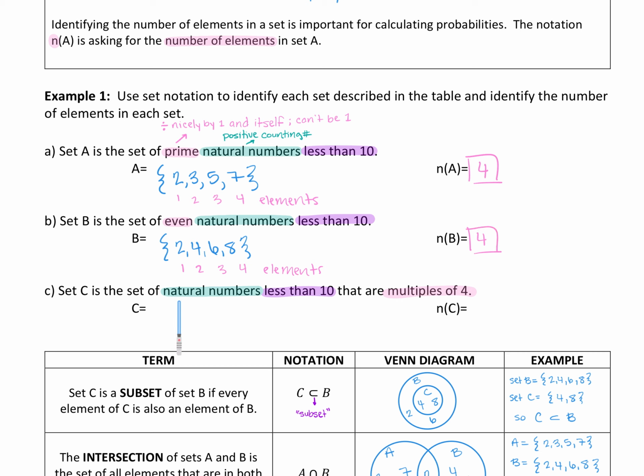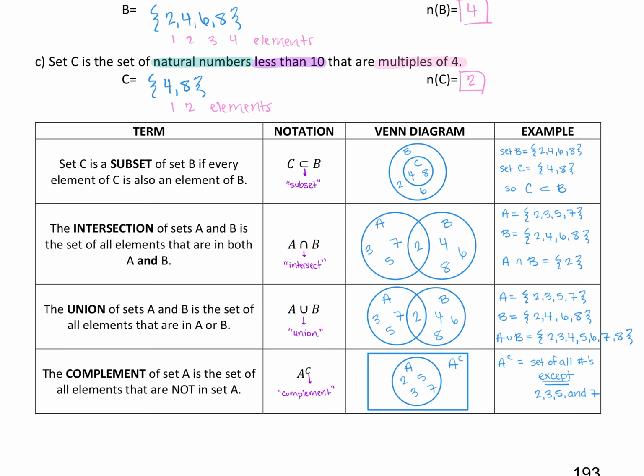And then the set of natural numbers that are less than 10, but are multiples of 4. Well, multiples of 4 are 4, 8, 12, but 12 is not less than 10, so it's just 4 and 8. So this is 1, 2 elements, which means N of C is 2. Now let's look at some more definitions.